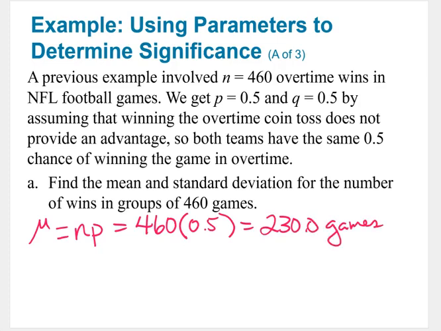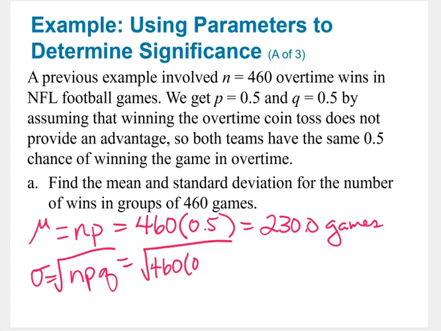Pretty straightforward. Standard deviation is just going to be the square root of n times p times q. So square root of 460 times 0.5 times 0.5. And again, just put that all in your calculator, and then make sure you go to enough significant digits. Okay, so there is our standard deviation: 10 games.